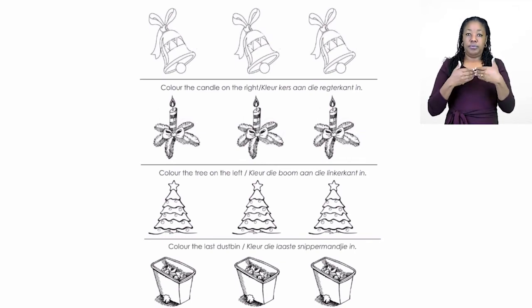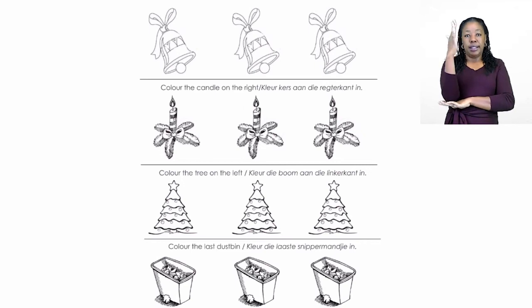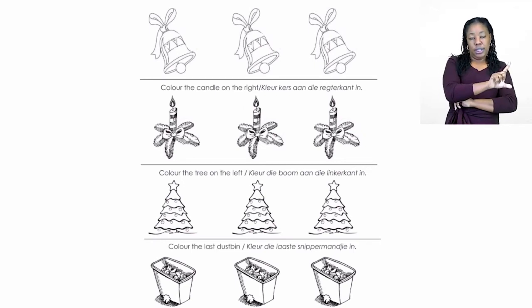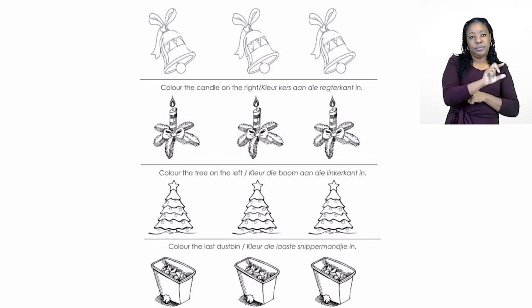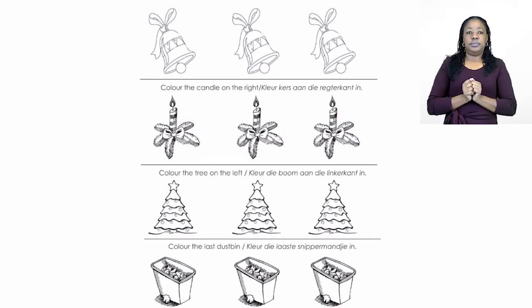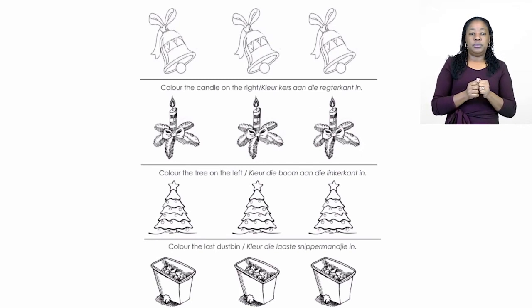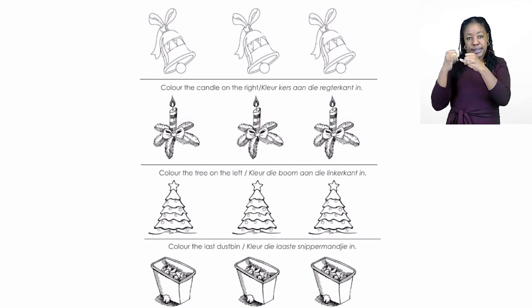The next one is asking you to color the tree on the left. Remember, you use your hands to help you to know which one is the left and which one is the right. And the last one is asking you to color the last dustbin. The dustbin that you're going to color is the one at the end.